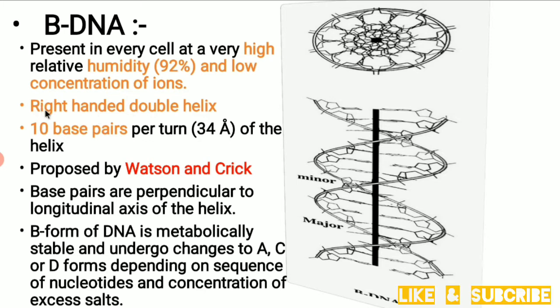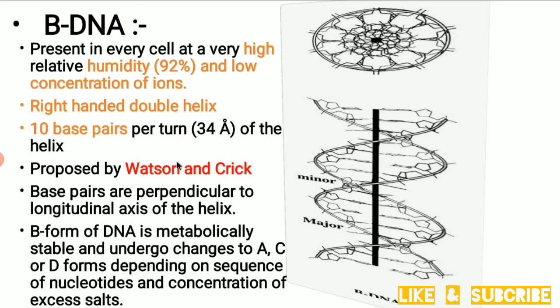And now the characteristics of this DNA. This DNA is a right-handed double helix, with 10 base pairs per turn of the helix, proposed by Watson and Crick. This structure was proposed by Watson and Crick, and we learned it in 11th or 12th.